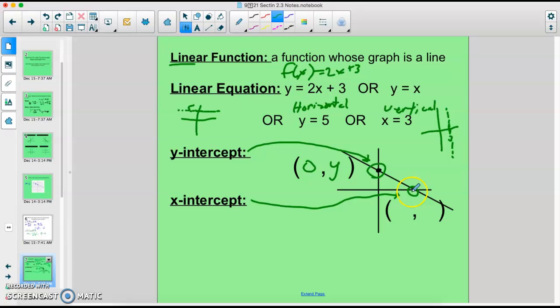That's where it crosses the x-axis, and that would be however far out you are on the x-axis, but you haven't gone up or down any, right? And so then the y-coordinate point would be 0.